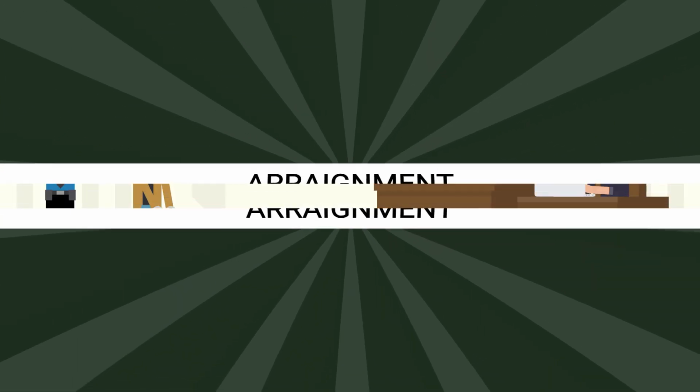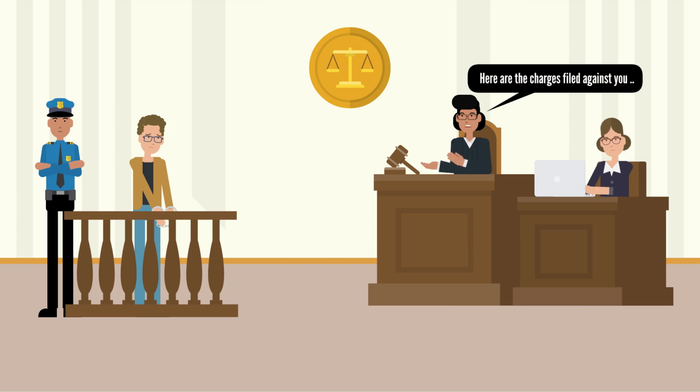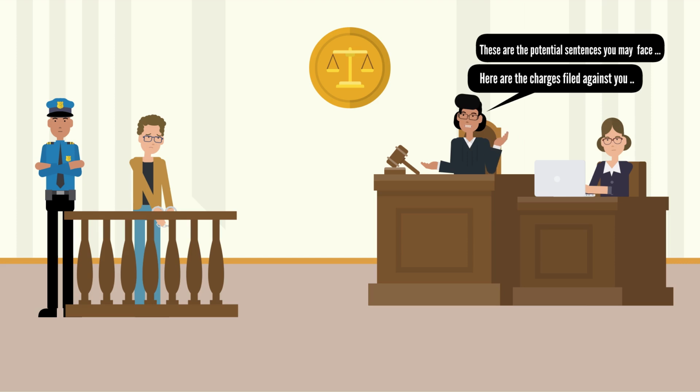Arraignment. The arraignment is a simple but crucial step in misdemeanor cases, serving as a concise yet vital process. During this phase, the judge formally informs the accused, known as the defendant, about the charges filed against them and the potential sentences they may face. The defendant then must declare a plea, choosing either guilty or not guilty, with the latter being a common choice.